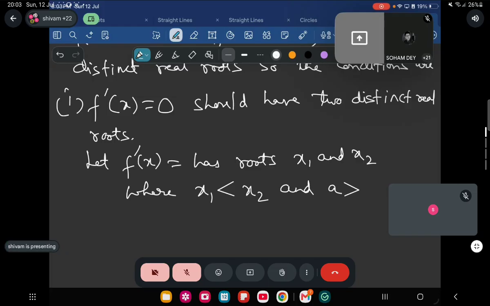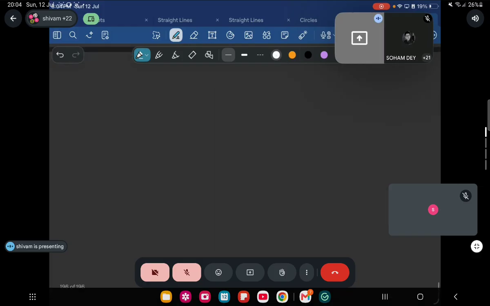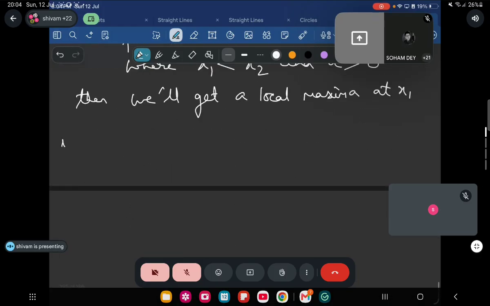Then at which point will we get local maxima? Either at x1 or at x2. At x1. We'll get a local maxima at x1. Tell me, are people getting it? Anyone having any doubt, you can ask me. Those who are online, next, number 2.